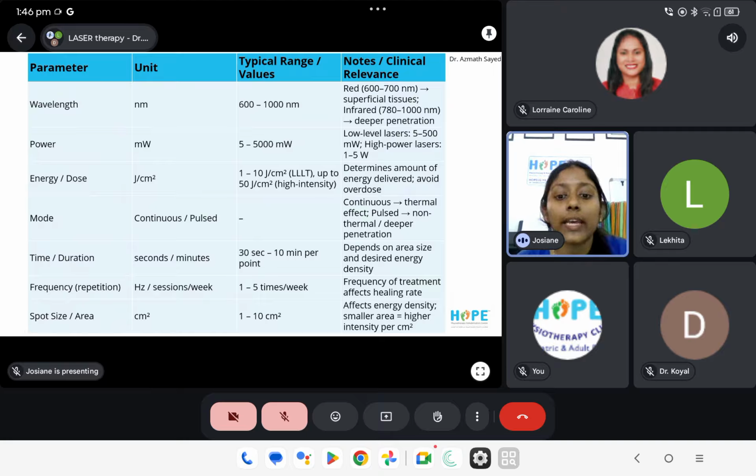Frequency, we can do according to the patient's concern. It can be 1 to 5 times per week. The frequency of the treatment also affects the healing rate. And spot size or area can be 1 to 10 centimeter square, which affects energy density. So the smaller the area, the higher the intensity per centimeter square.